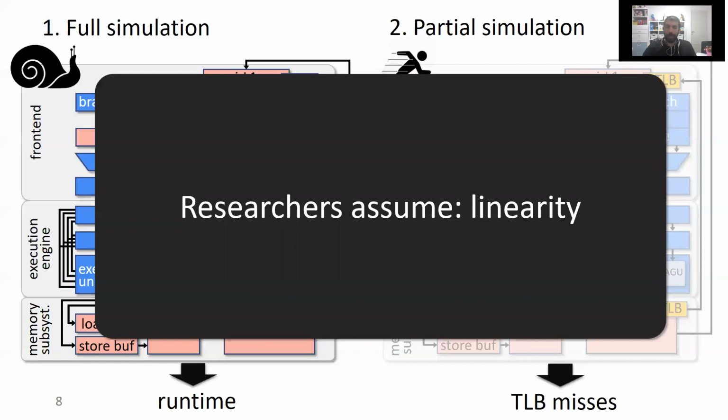To overcome this limitation, the ISCA 2013 researchers defined a model that predicts the runtime from TLB misses. The model assumes that runtime is a linear function of the TLB misses. That is, runtime equals some alpha times the TLB misses plus some beta. In this case, alpha is the latency of a single TLB miss, and beta is the ideal runtime when the TLB miss rate is 0.